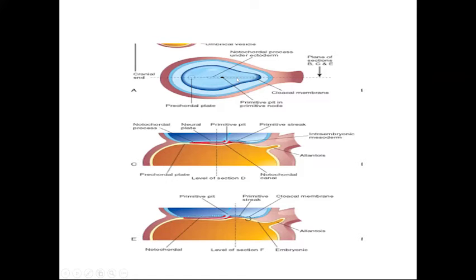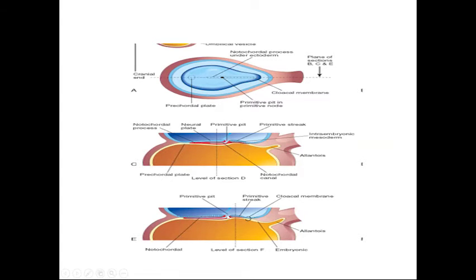From the streak, the cells of the epiblast invaginated and spread out on both the left and the right side, forming the intraembryonic mesoderm. The ectoderm was the epiblast, and the hypoblast was your endoderm. Then these cells reach, this is called the notochordal process. This process reached up to the precordal plane. That is where you have the buccopharyngeal membrane.